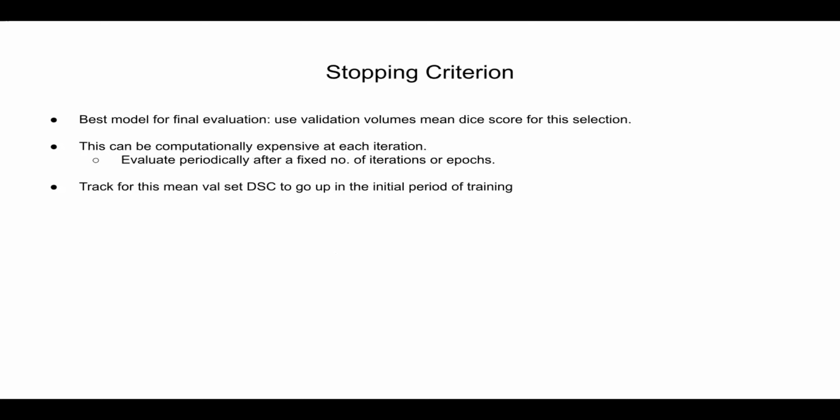Coming to the stopping criteria, it depends on how you want to figure out the checkpoint file which you want to use for the final evaluation. The most common one is that you have a validation volume set and you track the mean dice score on this validation set, and you use the checkpoint file which gives the best validation dice score during the entire training. Since this is a computationally intensive process, you may not want to evaluate at every iteration, so you might want to compute this periodically after a fixed number of iterations.